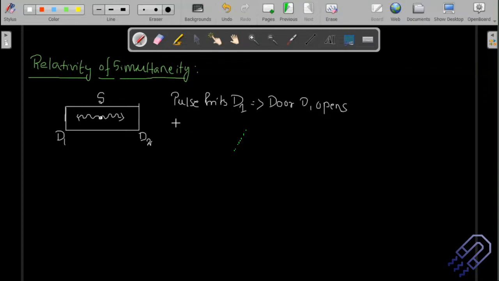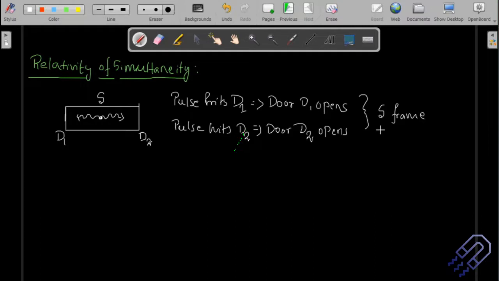And then pulse hits D2. Door D2 opens. So this is maybe the S frame.